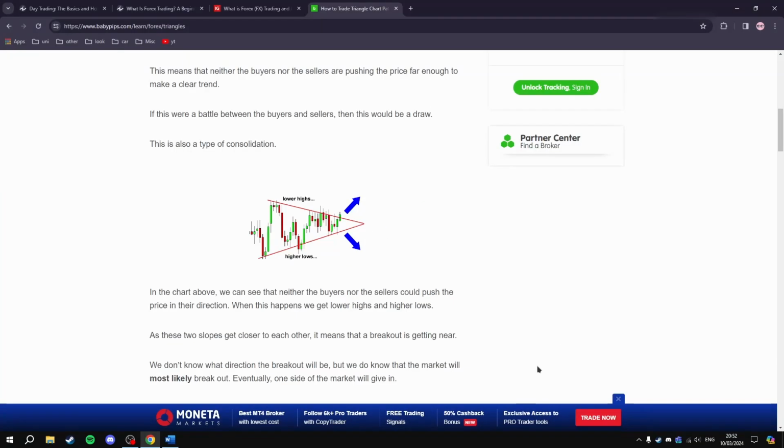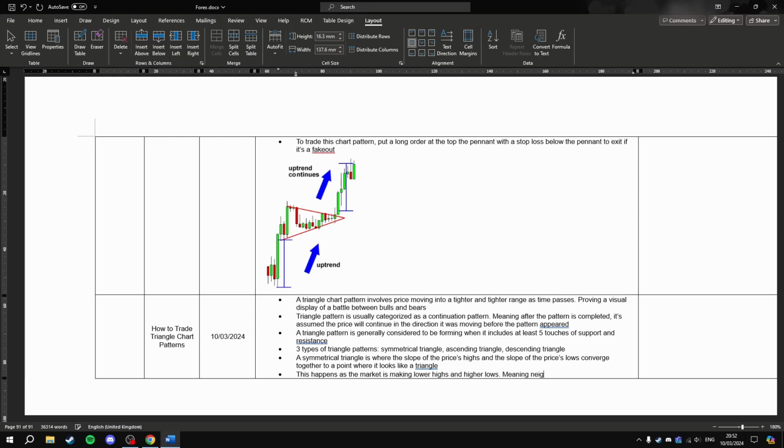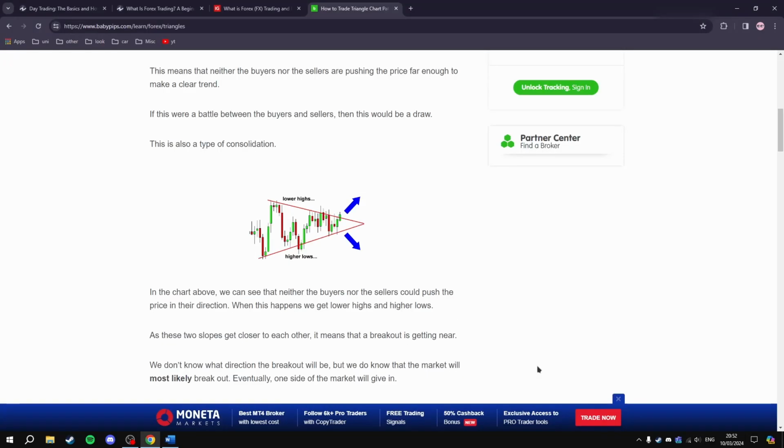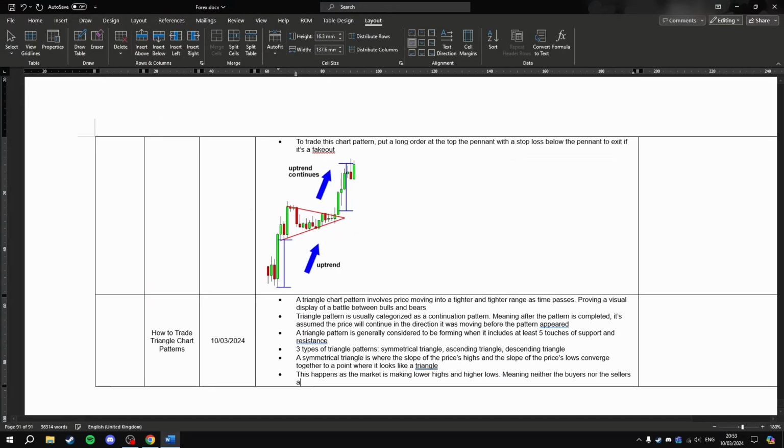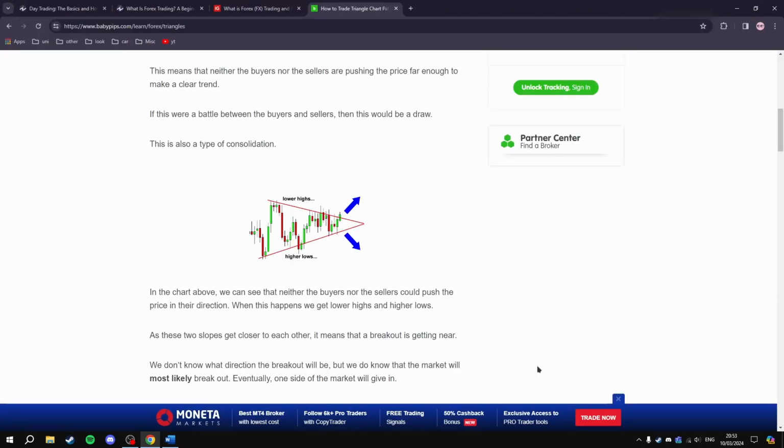Meaning neither the buyers nor the sellers are pushing the price far enough to make a clear trend.